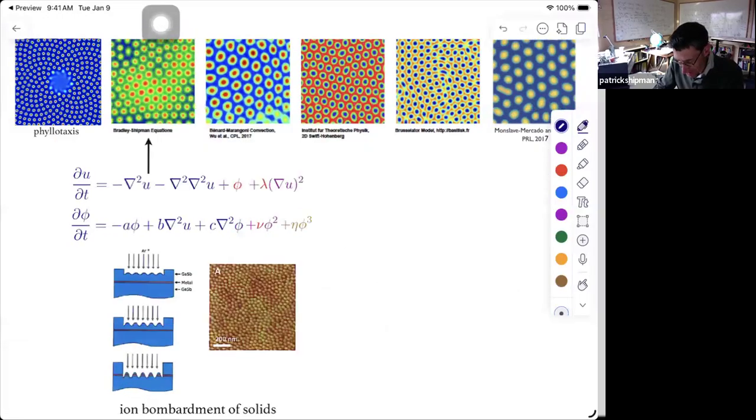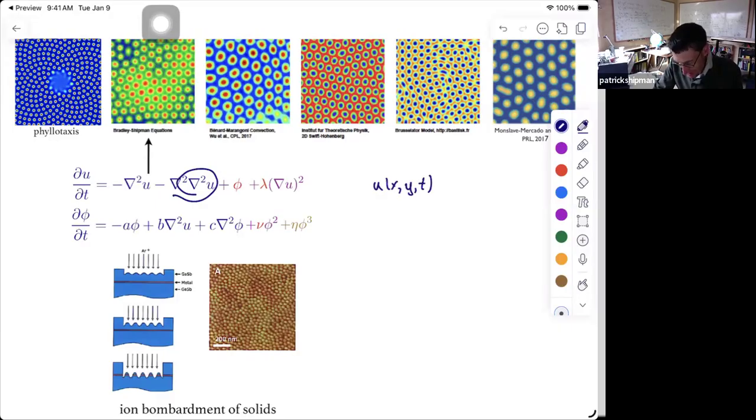There's all kinds of different equations. When you look at these, you'll see some similarities. There are fourth order terms. All of these equations involve some field for two spatial variables and time.